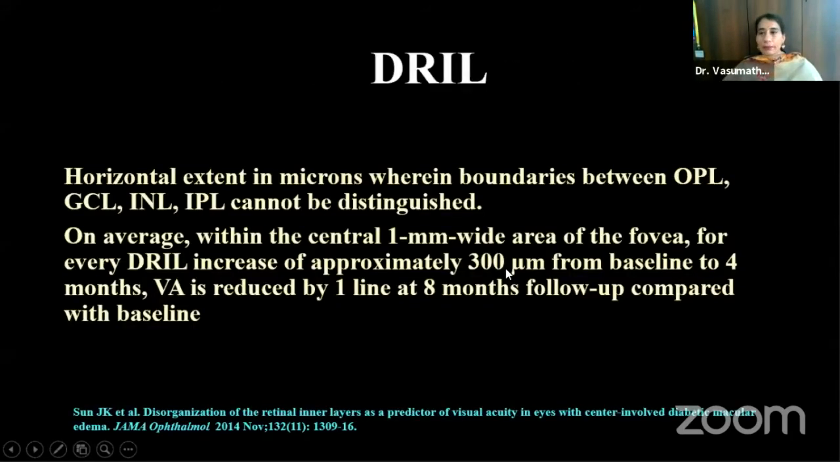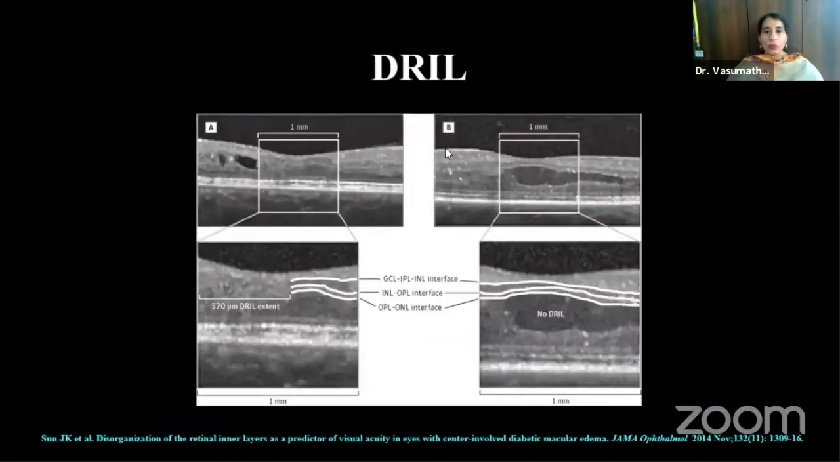And there is another important entity in OCT called DRIL, which is basically the horizontal extent in microns wherein you can't distinguish the boundaries between the plexiform layers and all that. Within the central 1 millimeter wide area, DRIL is looked for. For example, this CME looks more extensive, but you can see that this area has got DRIL, whereas here you can make out the two whites with the black in between.